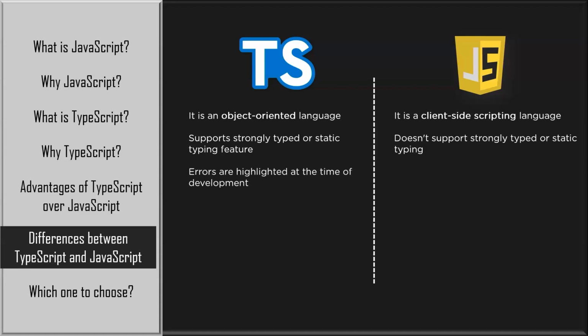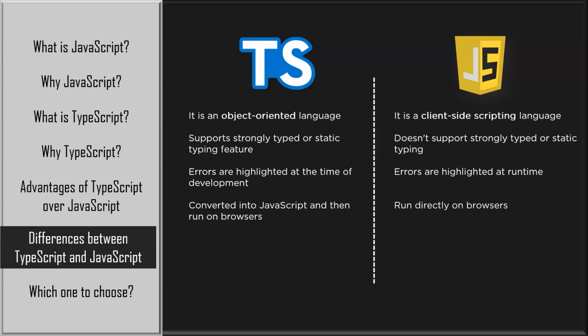In case of TypeScript, errors are highlighted at the time of development, making it easier for code to run. However, JavaScript highlights errors at runtime. Now, TypeScript code is always converted to JavaScript and then run on browsers, while JavaScript directly runs on browsers. TypeScript supports prototyping, while JavaScript does not support prototyping.